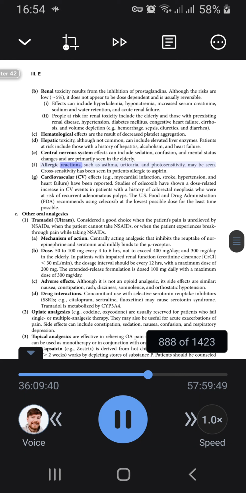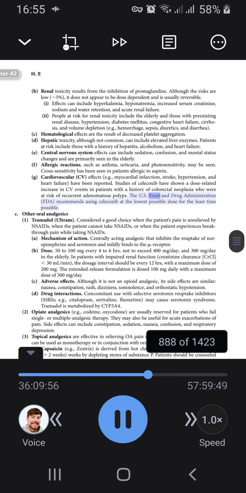Allergic reactions, such as asthma, urticaria, and photosensitivity, may be seen. Cross-sensitivity has been seen in patients allergic to aspirin. Cardiovascular (CV) effects, for example, myocardial infarction, stroke, hypertension, and heart failure, have been reported. Studies of celecoxib have shown a dose-related increase in CV events in patients with a history of colorectal neoplasia who were at risk of recurrent adenomatous polyps.